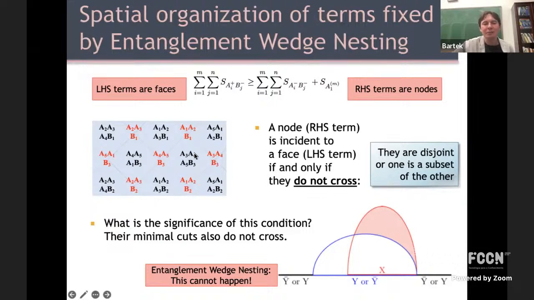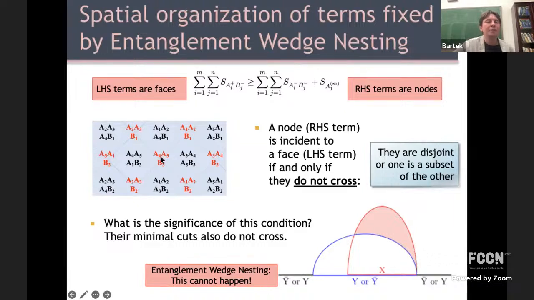Let's test what this means by looking at this picture. Let's look at A4, A5, B3. It's a subset of A3, A4, A5, B3. So this is why this vertex is incident to this face. It's a subset of A4, A5, A1, B3. So that's why this vertex is incident to this face. A4, A5, B3 has no overlap with A1, A2, A3, B1.